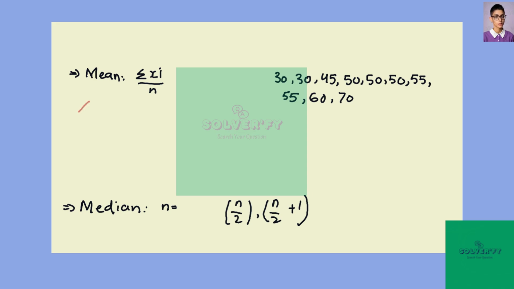For finding the mean, x bar equals summation xi by n. Here n means the number of observations, that is 10. So we just have to add all these observations to get the sum of xi. That is 30 plus 30 plus 45 plus 50 plus 50 plus 50 plus 55 plus 60 plus 70.